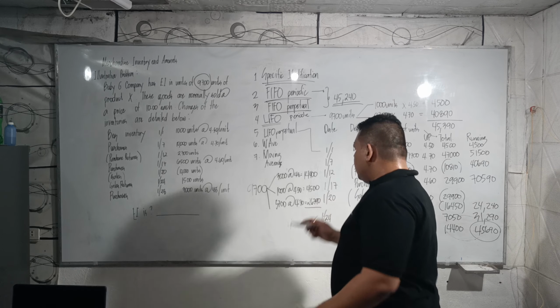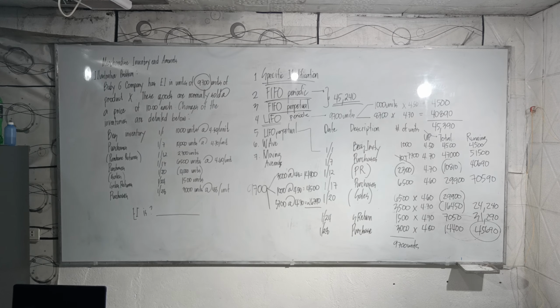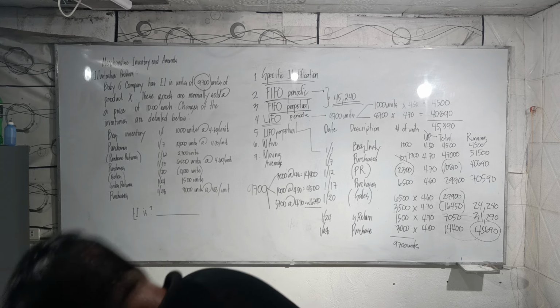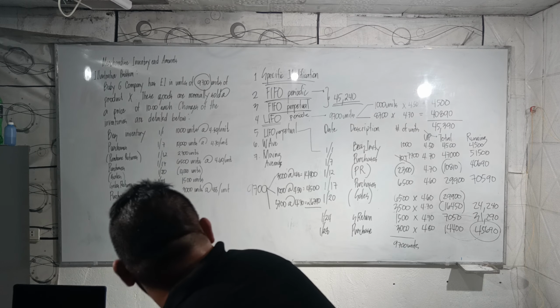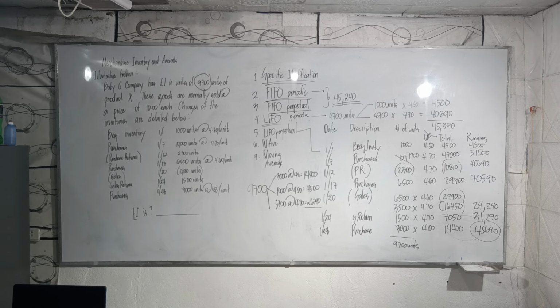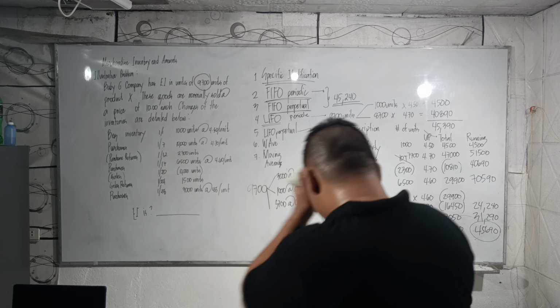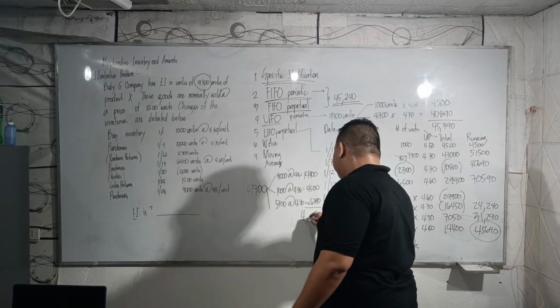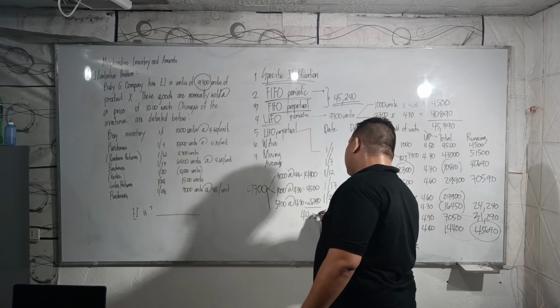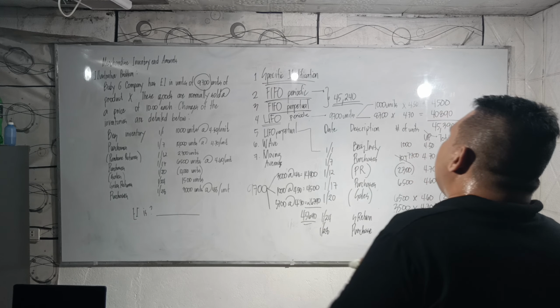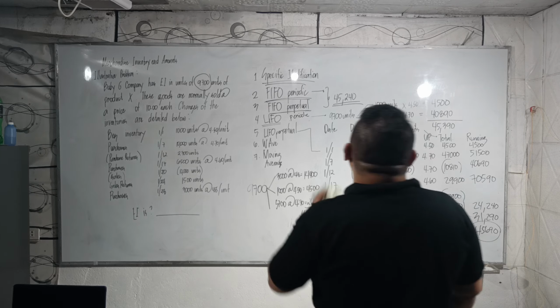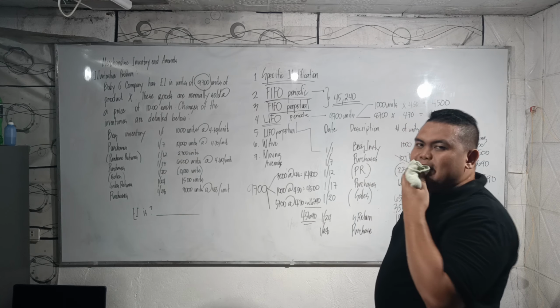26,790. Let's try. 26,790. Let's add back the 4,500. And let's add back also the 14,400. That's 45,690. The same. However, the official computation for LIFO periodic is something like that.